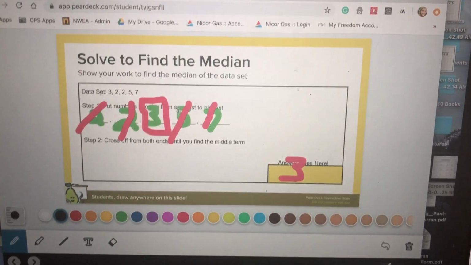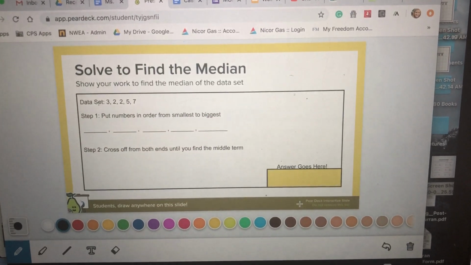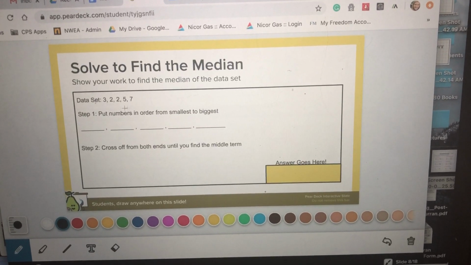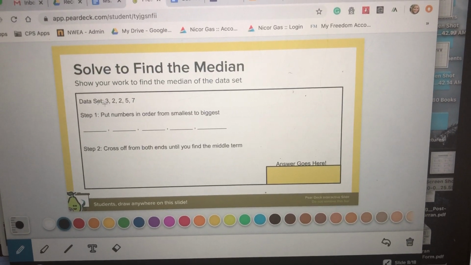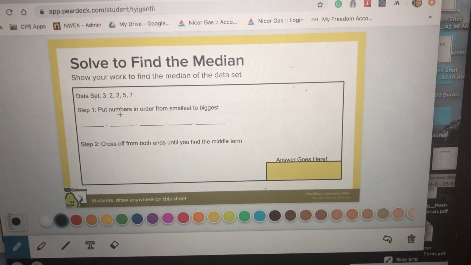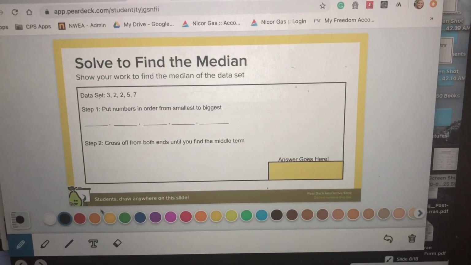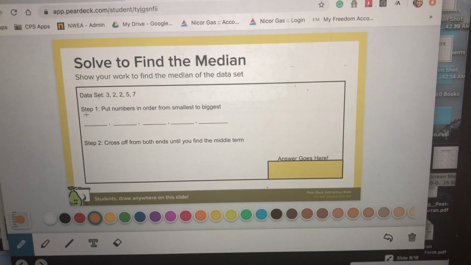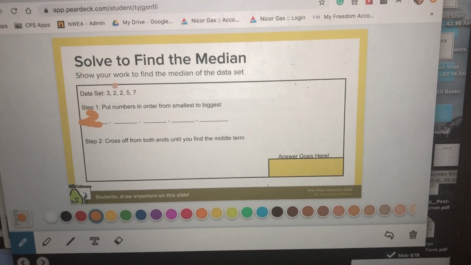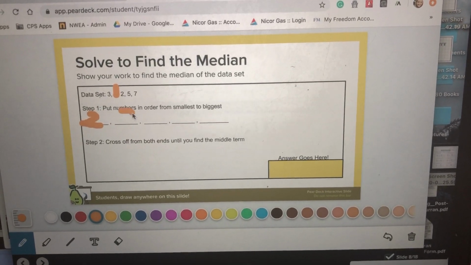To find the median, okay, we are going to clear everything. We are given a data set. We have 3, 2, 2, 5, 7. Our first step says we need to put the numbers in order from smallest to biggest. So we look for our smallest number, which is 2. After we write it here, I like to cross it off so I know not to use it again. Our next smallest number is 2.